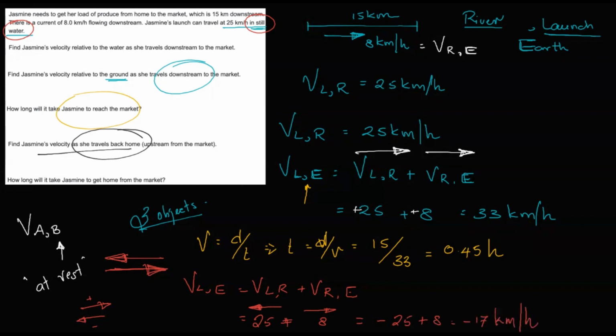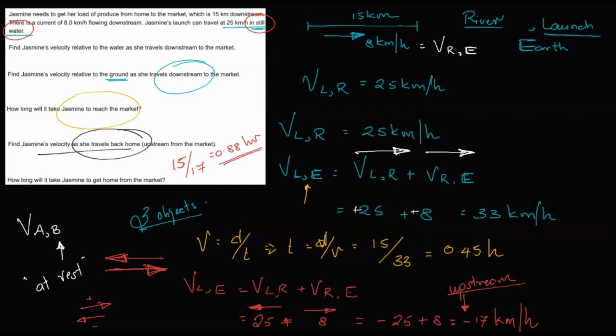Kilometers per hour. This minus is telling you that this is going upstream, because we have taken the downstream as positive. So this minus is telling you this is the upstream velocity. So they are going back up to the home, right? It is a similar thing. Now that you know the velocity, you can find the time, because upstream also it is going to cover 15 kilometers divided by 17. So 15 divided by 17 is 0.88 hours, right?